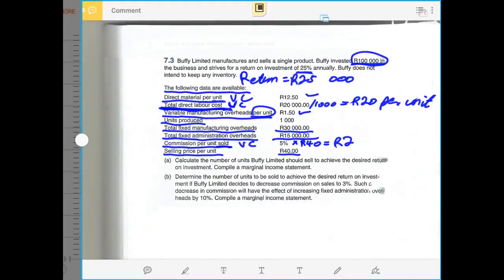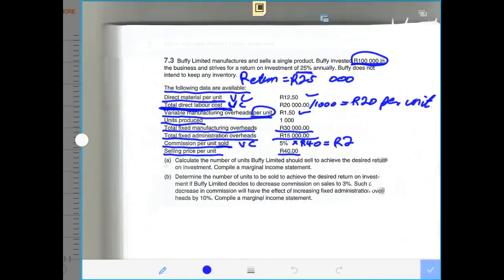Then we are required under number 8 to calculate the number of units Buffy Limited should sell in order to achieve the desired return. Take note, in order to achieve the desired.